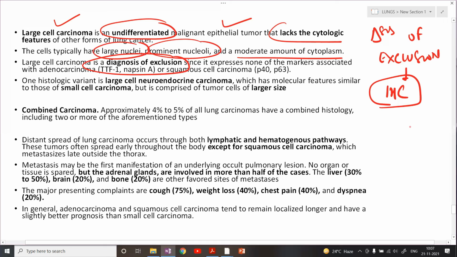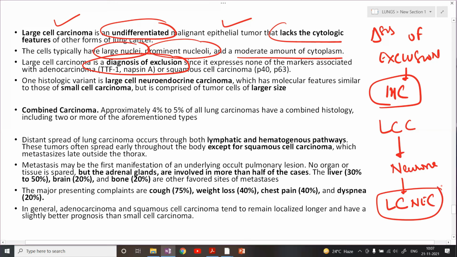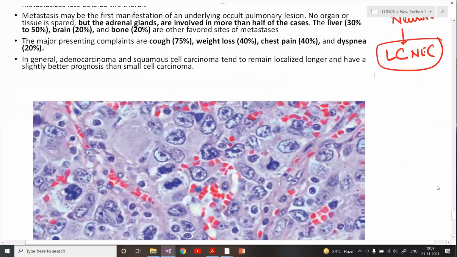Now, if this large cell carcinoma is expressing neuroendocrine markers, then we will call it large cell neuroendocrine carcinoma. Understand? If a large cell carcinoma expresses neuroendocrine markers, then we call it a large cell neuroendocrine tumor.